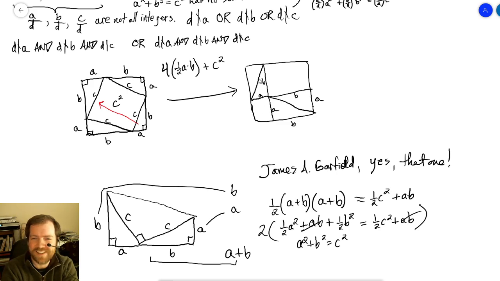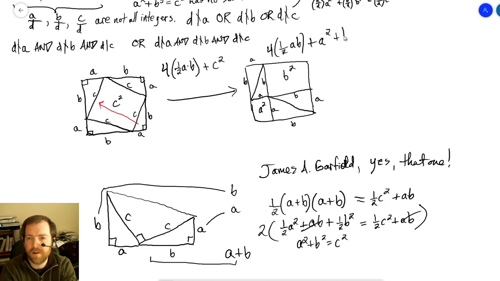My students will attest. So again, we've still got 4 1/2 ABs, but this time we've got here a B squared and here an A squared. And we can set them equal to each other.